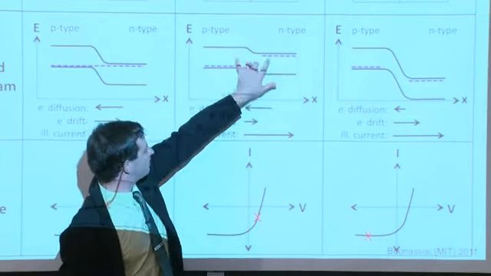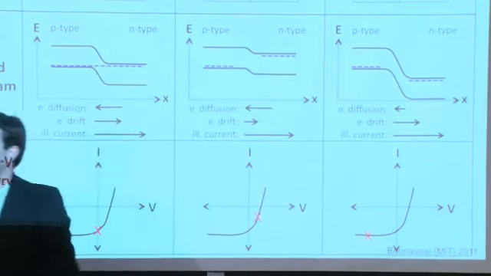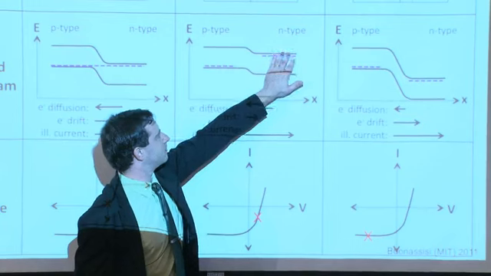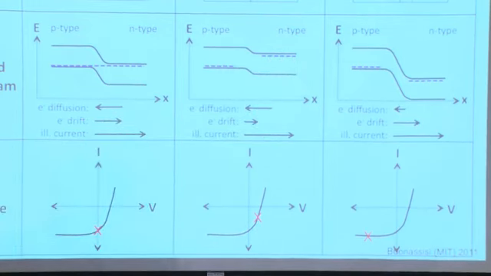Eventually, at some point, if you keep forward biasing here, the current will be zero. There will be no net current flow, right? Because there will be no driving force for the carriers to go from the P-type into the N-type. There will be no more built-in field.